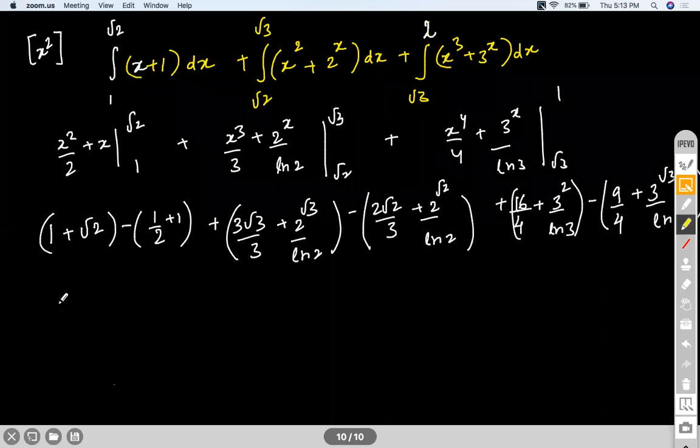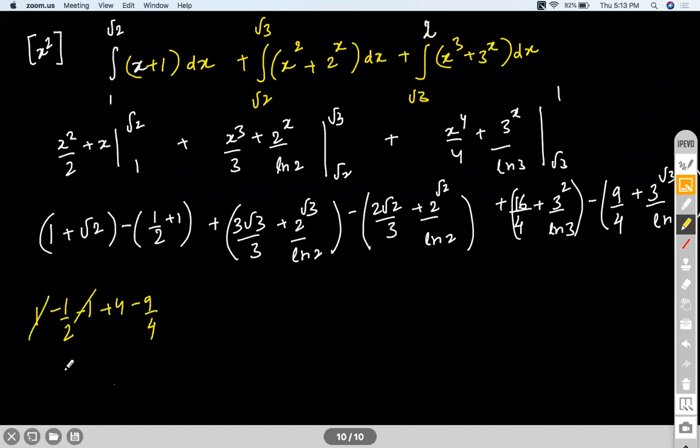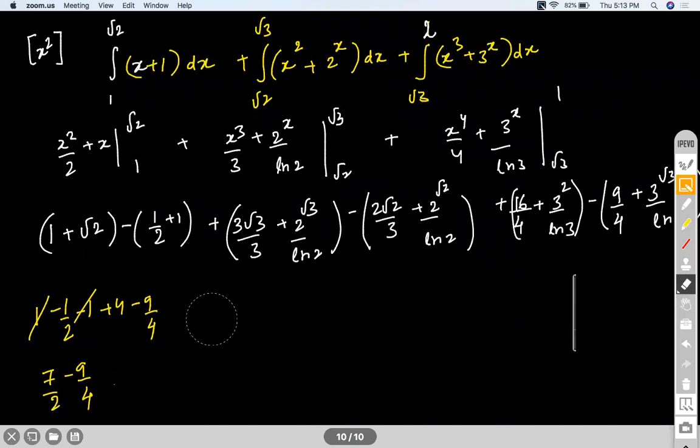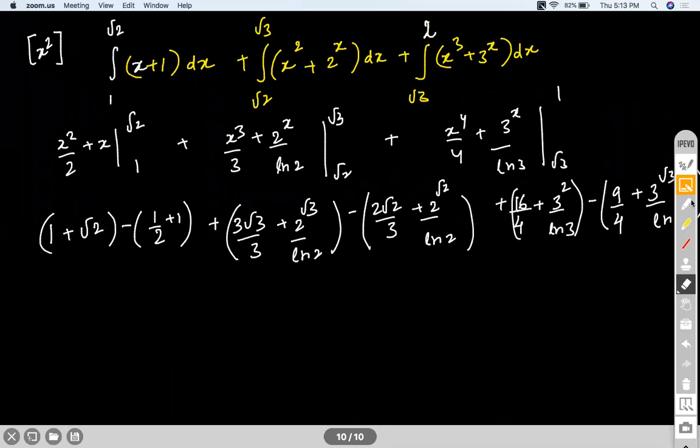So this will give you 1 minus half minus 1 plus 4 minus 9/4. Take an LCM of that, it is 7/2 minus 9/4. That's going to be 14/4 minus 9/4 plus 5/4. So this is going to be plus 5/4. I'm just going to write the answer down, plus 5/4.